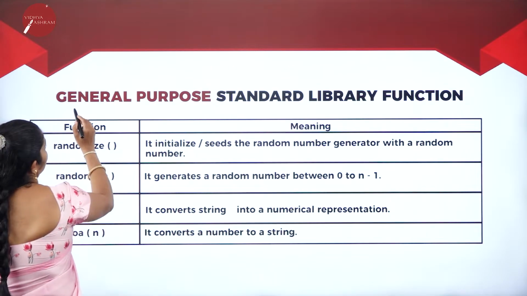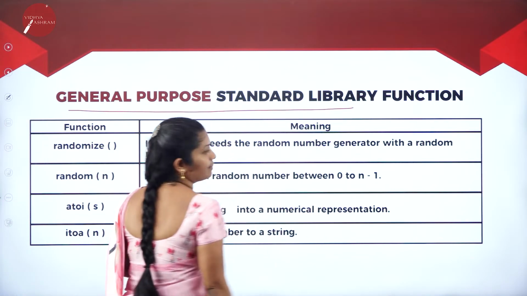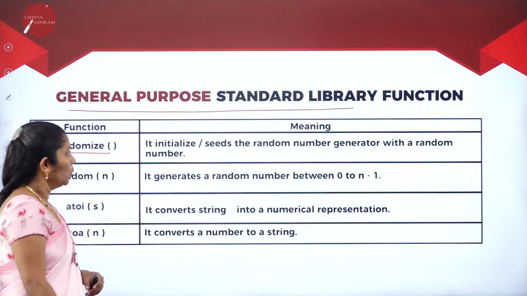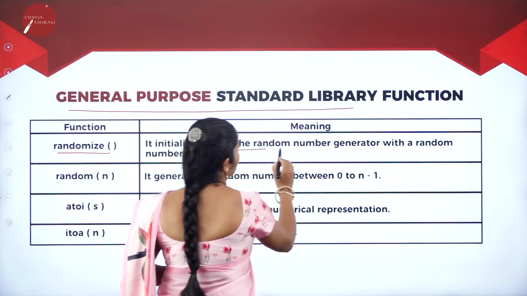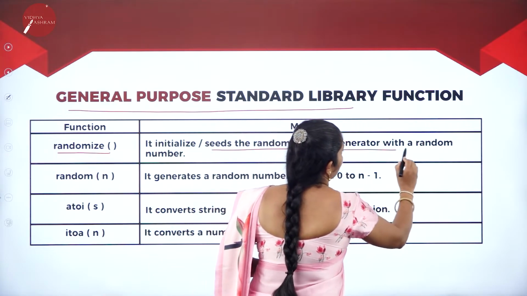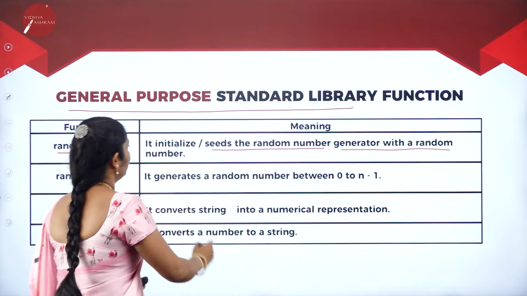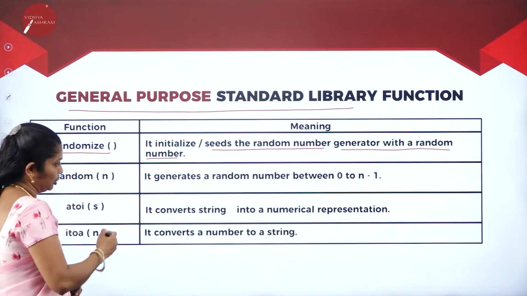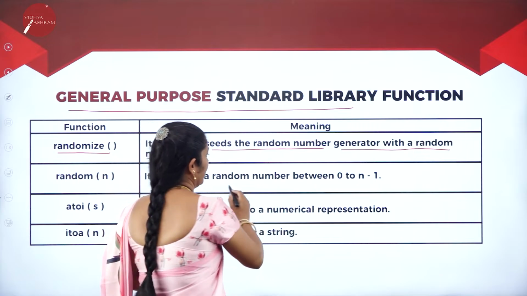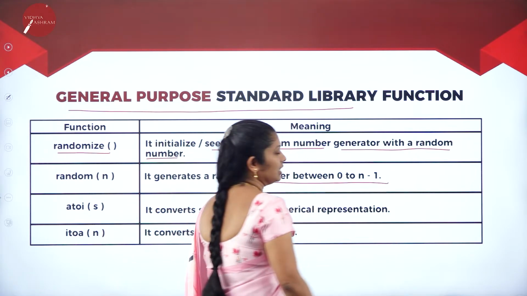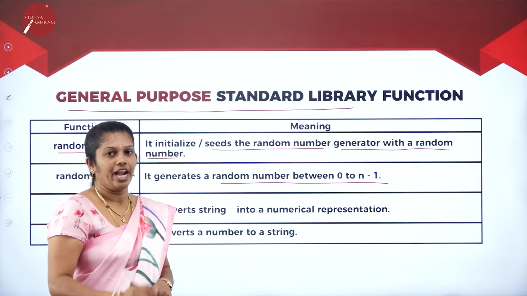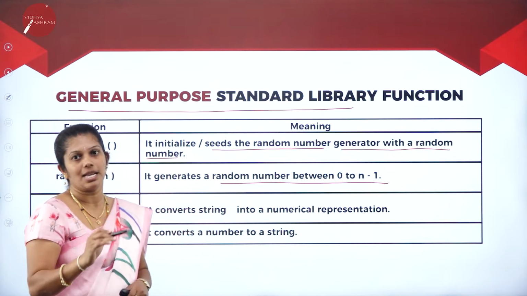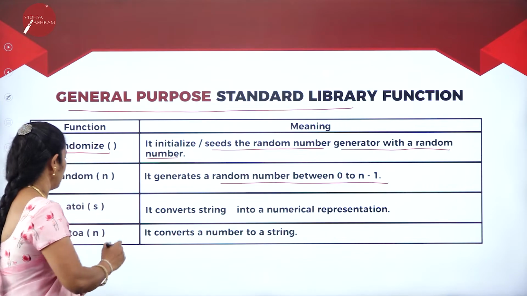The next one, general purpose standard library functions. In this we have the randomize function, which initializes or seeds the random number generator. Whereas the random(n) function helps to generate a random number between 0 and n minus 1. It means that 0 represents the first element and n minus 1 represents the last one. It just randomizes the value.